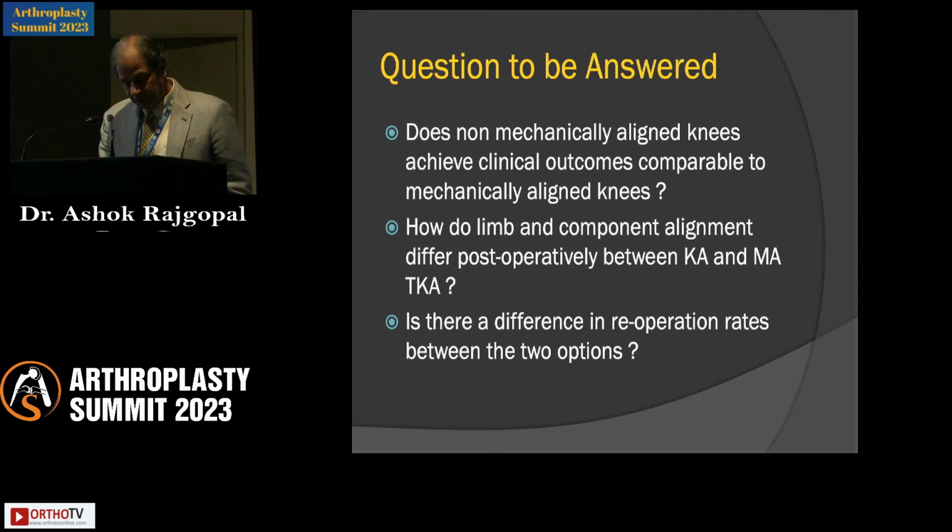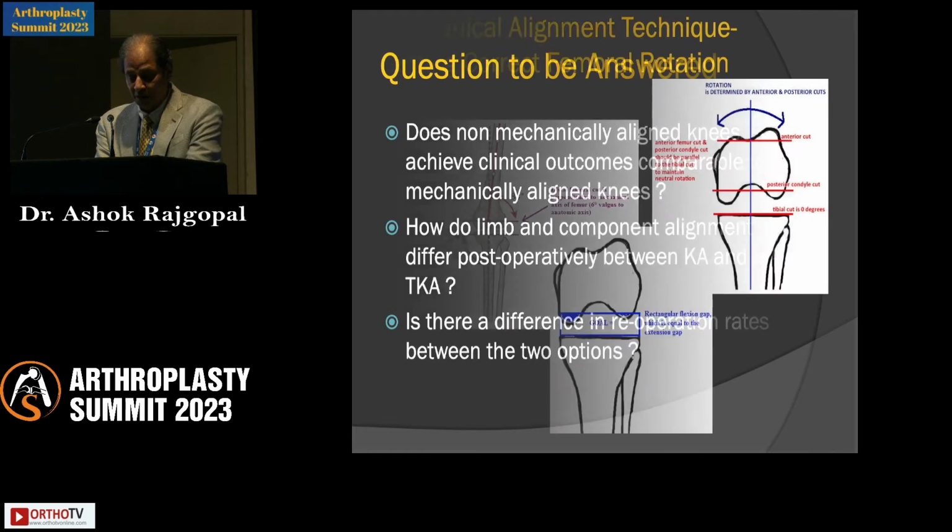The second question we need to ask is, do non-mechanically aligned knees achieve clinical outcomes which are comparable or better? How do limb and component alignment differ post-operatively between kinematic, which I've taken as a broad subgroup, and mechanical alignment? And is there a difference in reoperation rates between these two options?